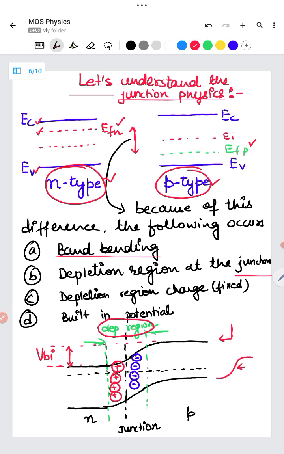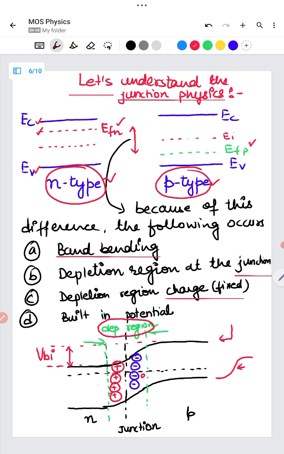The third phenomenon that will always occur whenever you have a junction is the depletion region charge. In the depletion region, on both sides you will have fixed ions. For example, in this case this is an n-type semiconductor, so n-type semiconductors have a majority of electrons, and when these electrons go towards the p side, they will recombine with the holes. Whenever one electron goes from n side to p side, it will leave behind a donor ion. Similarly, if this electron gets recombined with a hole in the p side, it will leave behind acceptor negative ions. So definitely there will be a fixed charge density in the depletion region. We have to take care of that depletion charge density.